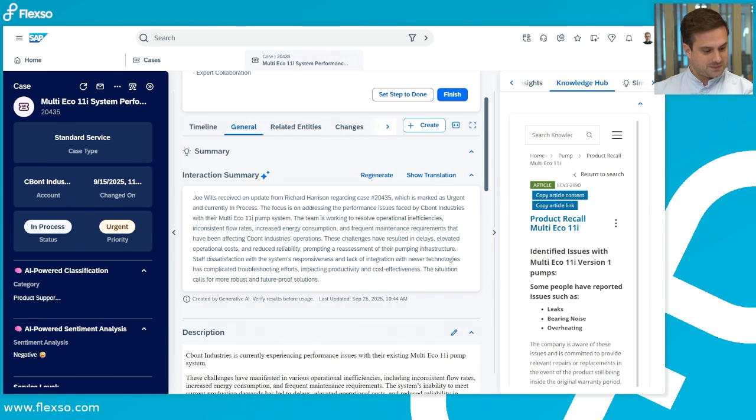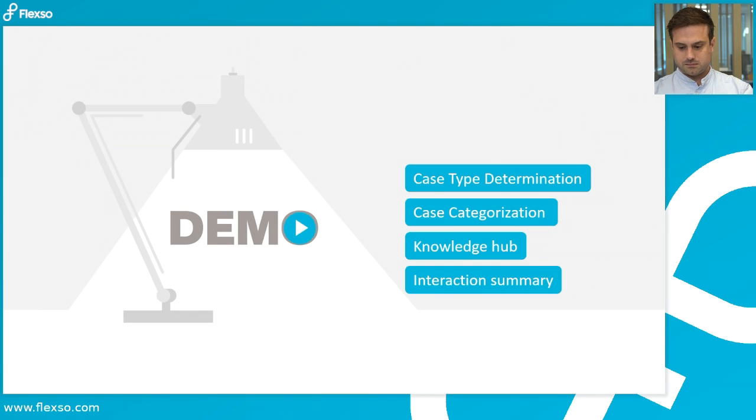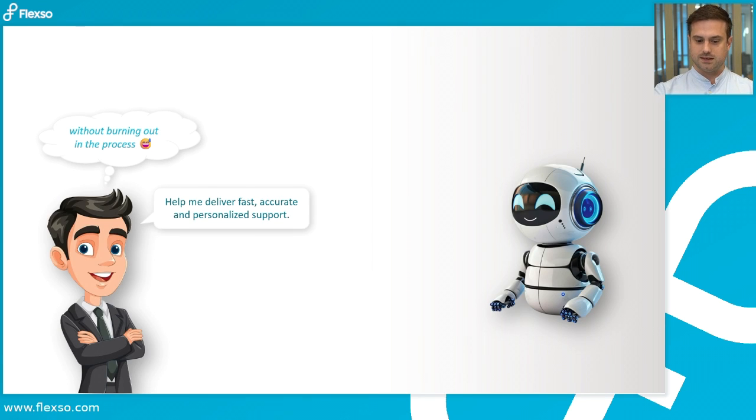Cool. So we've seen dynamic case management. This is all embedded features. So the case type determination, the categorization, and the interaction summary. As you've seen, it will increase Richard's productivity and efficiency. And the customer will be happy because they will have a quick answer to their solution. And the handover between colleagues or internal is going to go much faster as well.